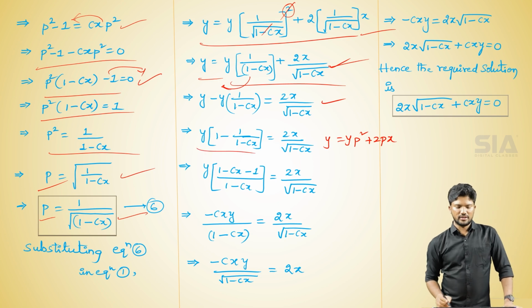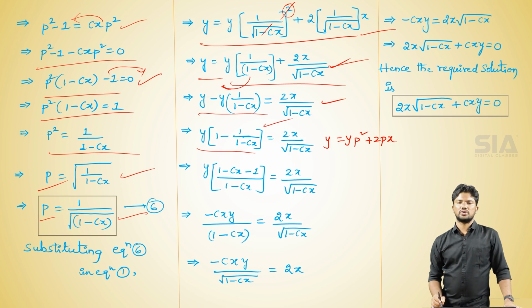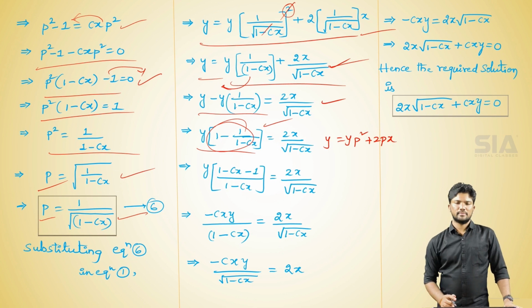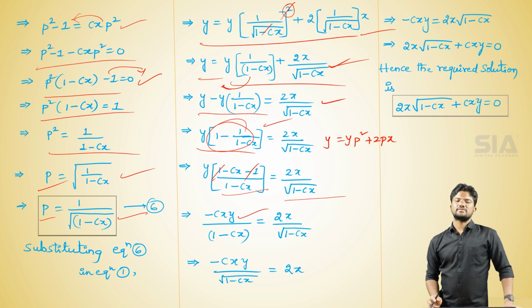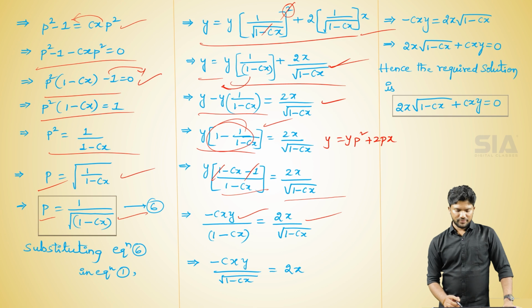Take y common from the two terms of LHS, then y into (1 minus cx) is equal to 2x by square root of (1 minus cx). Take that LCM here, you will get y into ((1 minus cx) minus 1) by (1 minus cx) equals 2x by square root of (1 minus cx). So plus 1 minus 1 will get cancelled in the numerator. In the remaining values, minus cxy by (1 minus cx) is equal to 2x by square root of (1 minus cx).